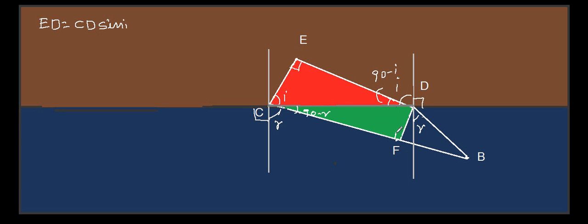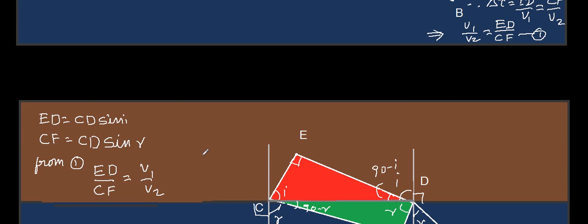From this triangle CDF, we have CF equals CD sin R. From equation number 1, we have ED by CF equals V1 by V2.